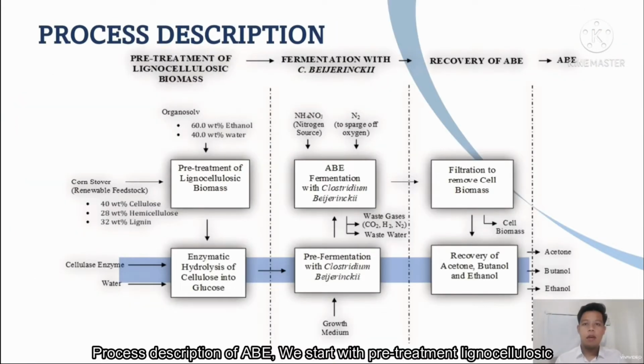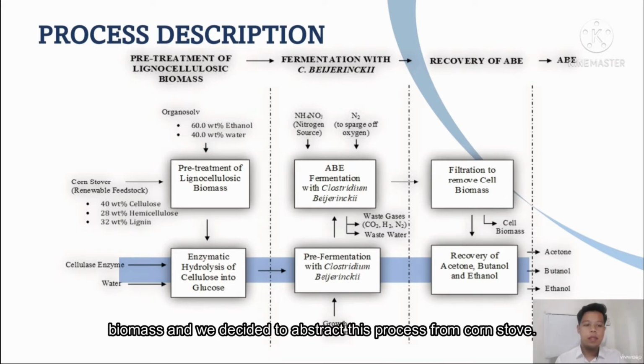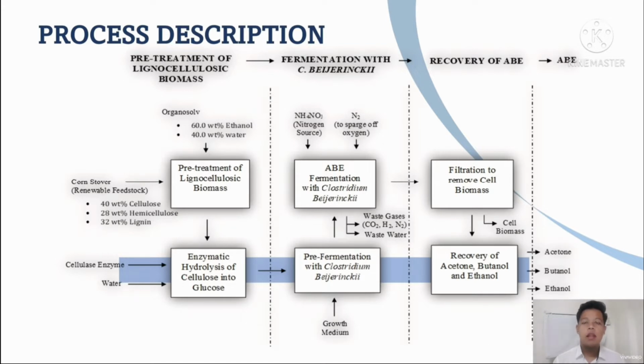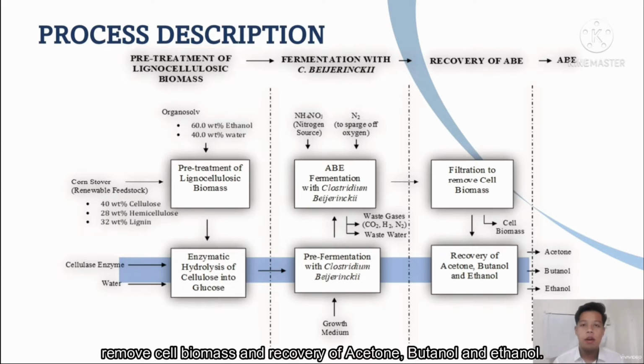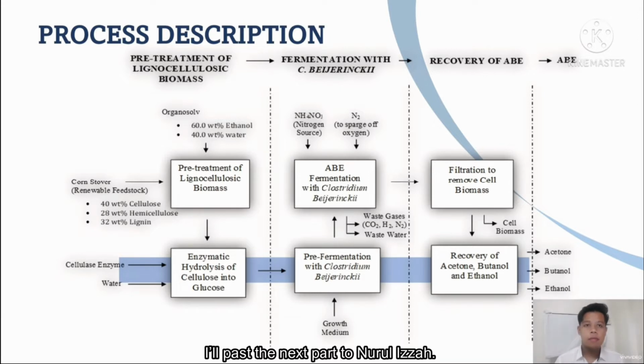Process description of ABE. We start with pre-treatment of lignocellulosic biomass. We decided to abstract this from corn stover. This process continues with enzymatic hydrolysis of cellulose into glucose and pre-fermentation with Clostridium beijerinckii. The main process of production of ABE is ABE fermentation with Clostridium beijerinckii. This process ends with filtration to remove cell biomass and recovery of acetone, butanol and ethanol.